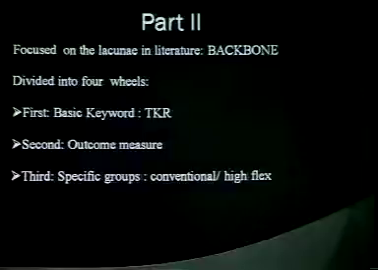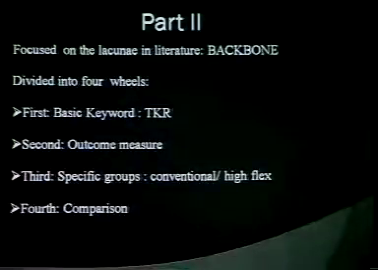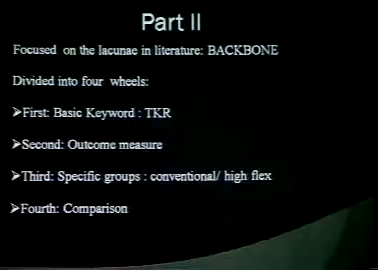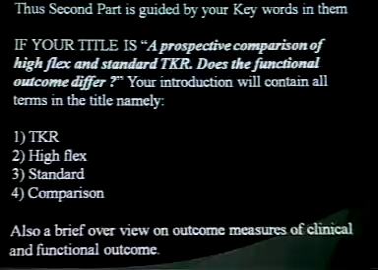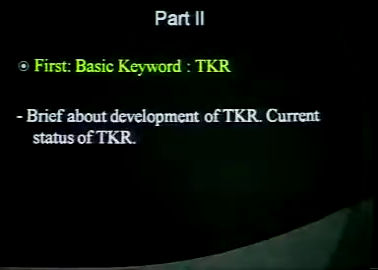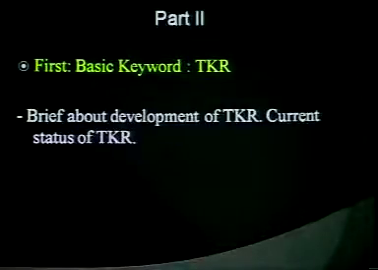The specific groups of conventional and high flex, and the comparison part. Because the thesis is mostly on the comparison of high flex and conventional. So these will be the 4 parts of the middle paragraph of your introduction. As the title is, prospective comparison of high flex and standard TKR, does the functional outcome differ? Your introduction will contain all the terms: high flex, TKR, high flex, standard and comparison. Also a brief overview of outcome. As I said, the outcome measure will club with TKR itself in the first part. Brief about development of TKR and current status of TKR.